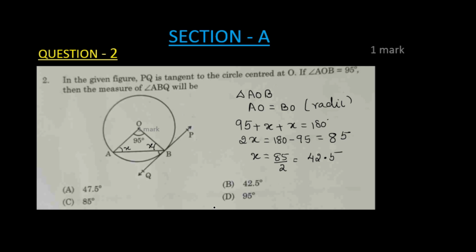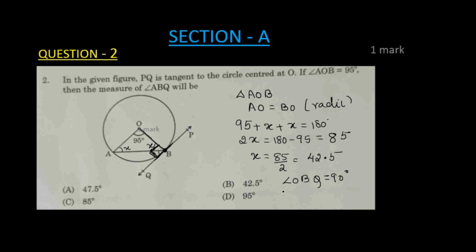Now, what do you think about angle OBQ? Angle OBQ is this angle here. And OBQ will be 90 degrees. Why will it be 90 degrees? Because we know the radius is always perpendicular to the tangent at the point of contact. So B is the point of contact of the radius OB and the tangent QP. So this entire angle has to be 90 degrees, correct?